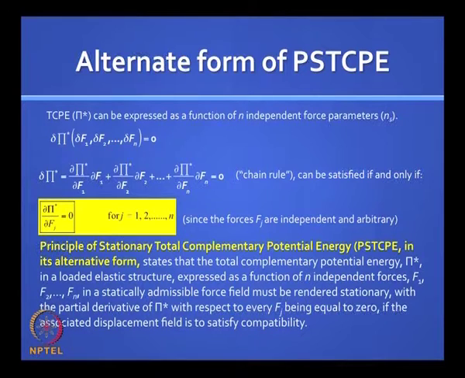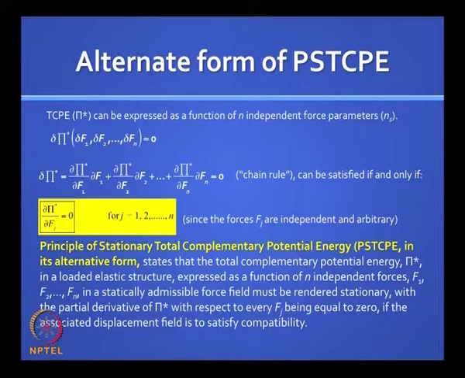So in this alternative form, it states that the total complementary potential energy pi star in a loaded elastic structure expressed as a function of n independent forces F1 to Fn in a statically admissible force field, that is force field which satisfies equilibrium, must be rendered stationary with the partial derivative of pi star with respect to every fj being equal to 0 if the associated displacement field is to satisfy compatibility.